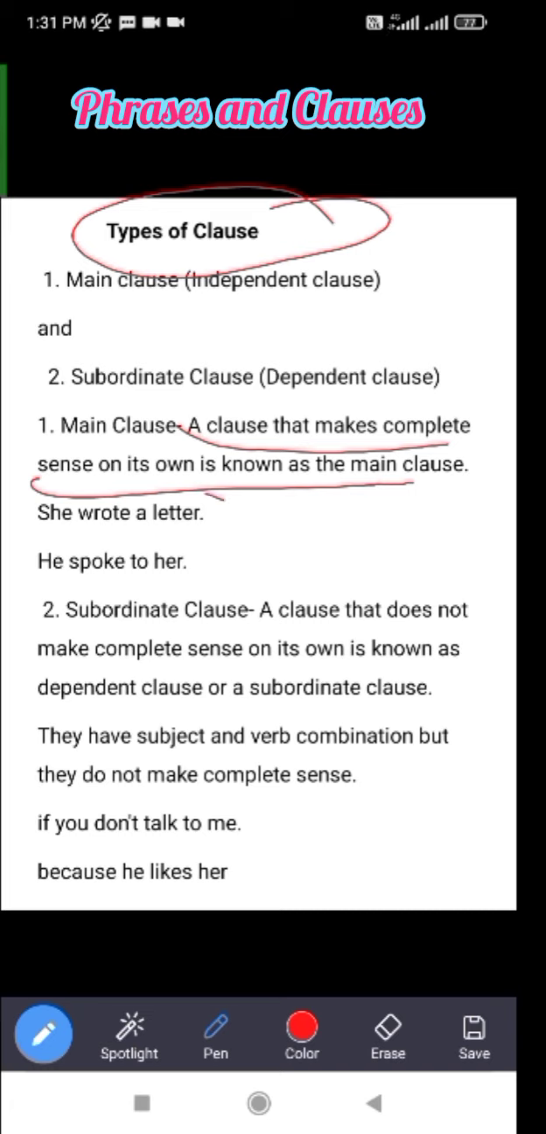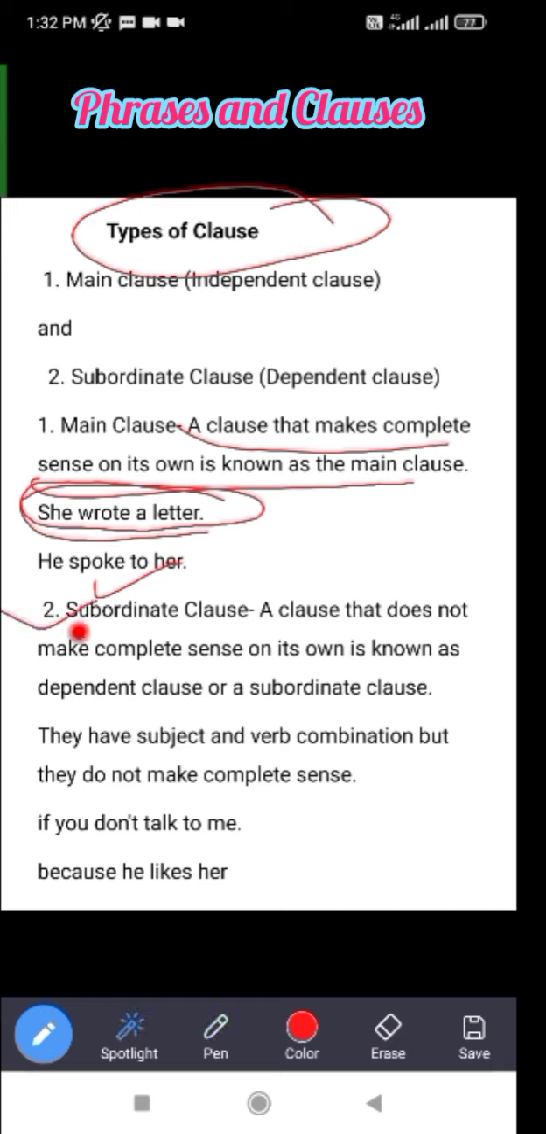For example, I have written a sentence. She wrote a letter. This is a complete sentence. Second is, he spoke to her. That is complete. That gives a complete sense. So this is main clause. Just next to it is subordinate clause.